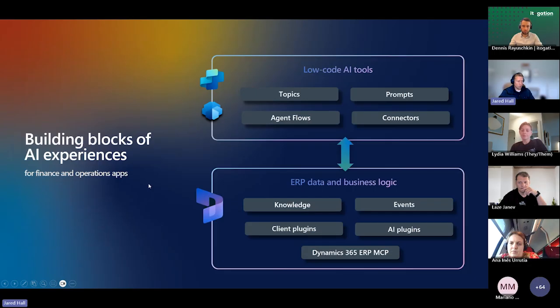AI experiences in F&O. We're taking the low-code AI tools that are built on the Power Platform and using that as our basis for the generative orchestration and connecting it to the data and business logic of your ERP application. So things like topics, which are declarative flows that are step-by-step, that can be added directly in Copilot Studio.